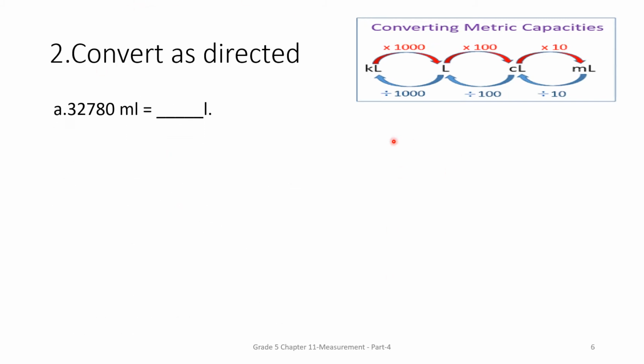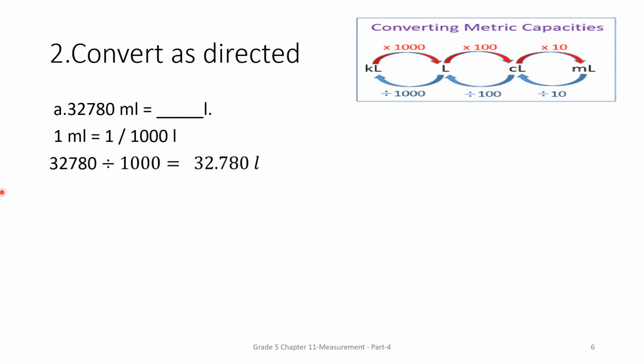So scholars, we have sum number A as 32780 milliliters equal to how much liters? Now scholars, here we have to convert milliliter to liters. Okay, that means we have to convert from smaller unit to larger unit. It means what we have to do over here? Yes, we have to divide. Okay, so we know that 1 milliliter equal to 1 by 1000 liters. So how much will be 32780 milliliter? So for that we have to divide 32780 by 1000.